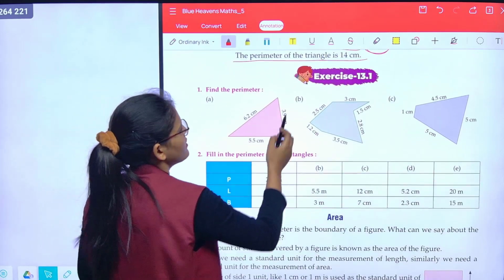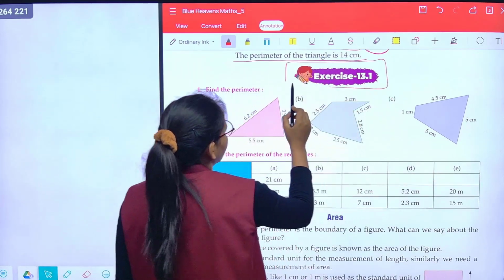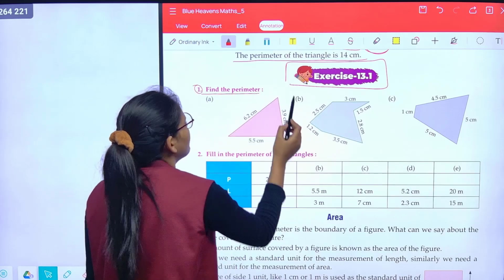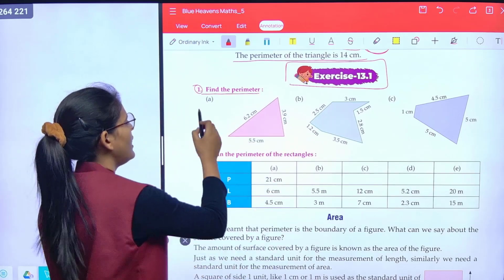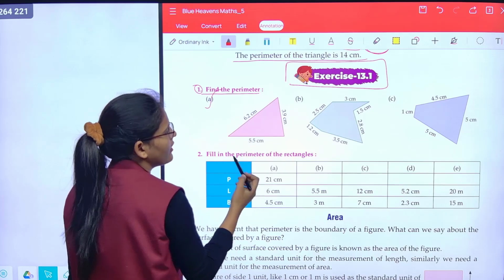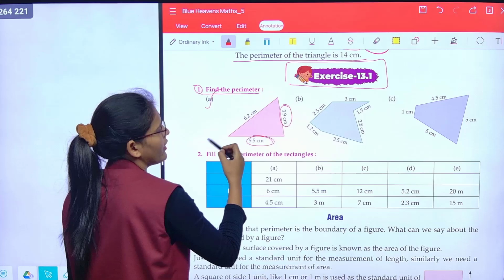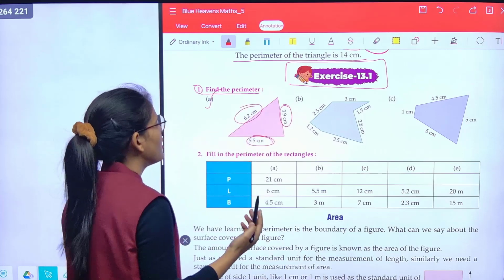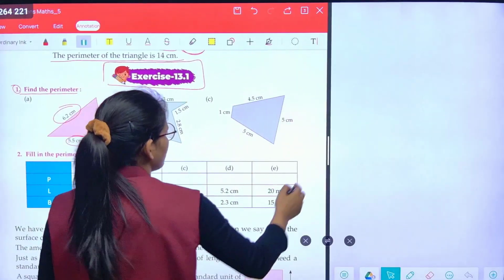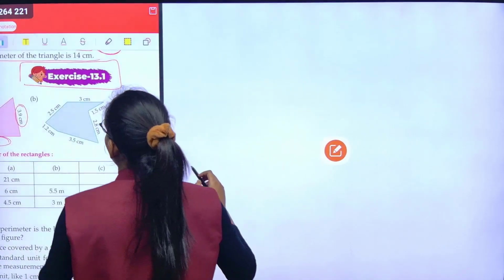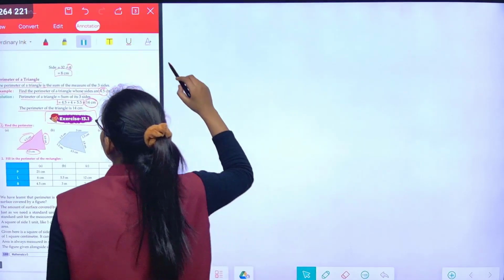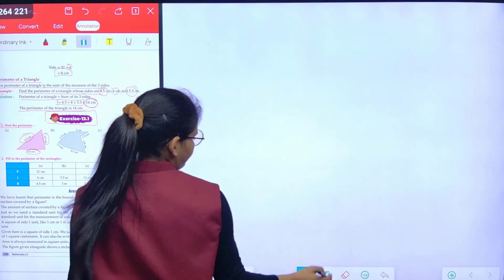Now class, come on exercise 13.1. Question number 1, find the parameter. A part is, class, this is a triangle. So first side is 3.9 centimeter, 5.5 centimeter, 6.2 centimeter. Class C, find the parameter. So this is a parameter. Understand class?